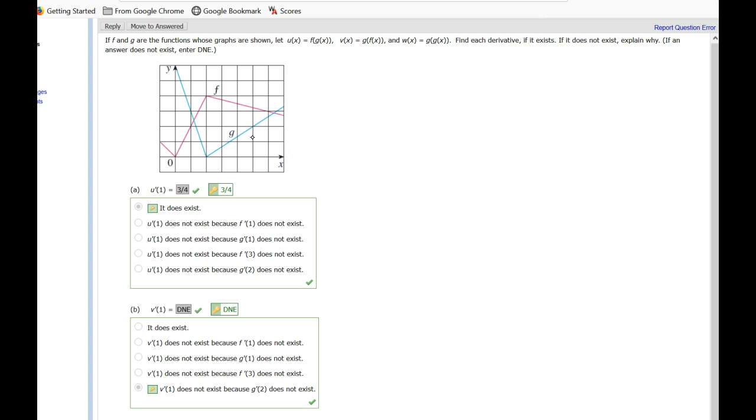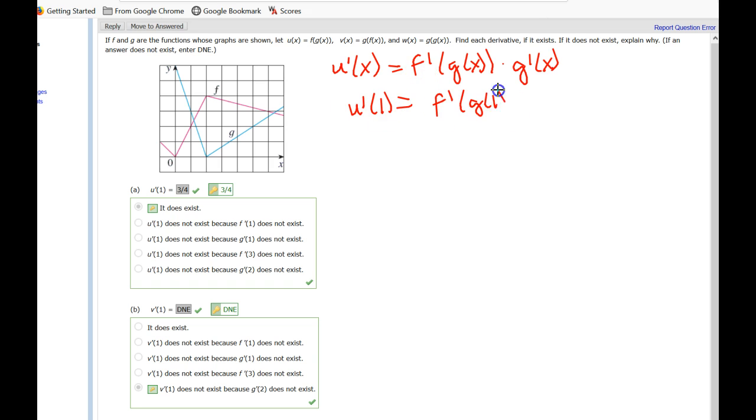So now we're supposed to put that together and answer these questions. So u of x is f of g of x. So using the chain rule, that means u prime of x is f prime of g of x times g prime of x. So this first question asks about u prime of 1. Well, u prime of 1 would be f prime of g of 1 times g prime of 1.